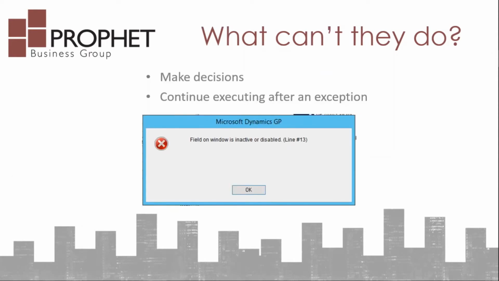If you plan on using macros in GP, you have to understand the limitations of them. They are not able to make decisions. You can't have if-then statements within the macro. They only execute a linear sequence of events and commands. And if something interrupts that linear sequence of commands, such as an unexpected window that pops up, the macro will be interrupted and will cease to execute.